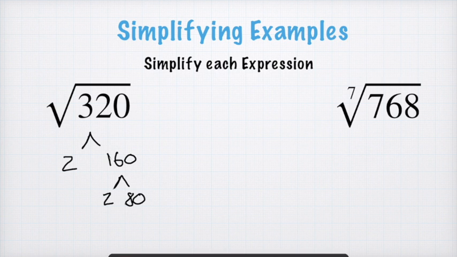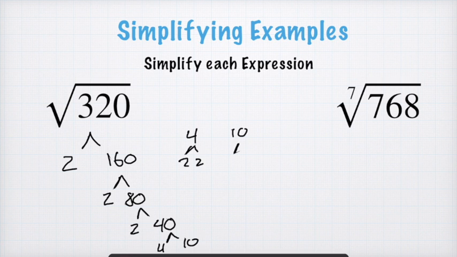80 still looks divisible by 2. We'll divide by another 2. So we get a 2 and a 40. This is going to give us a 4 and a 10. 4 goes into 2 and 2. 10 goes into 2 and 5. Let's start going through these ones.